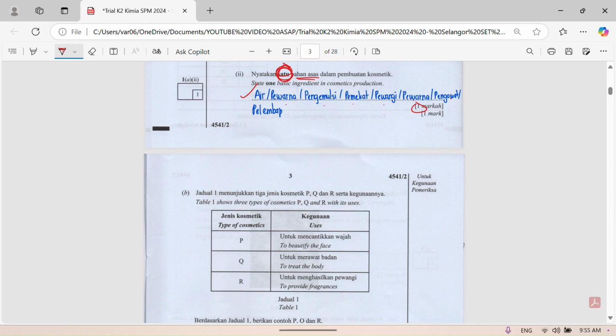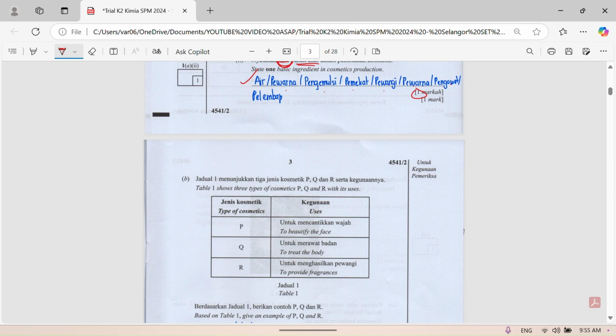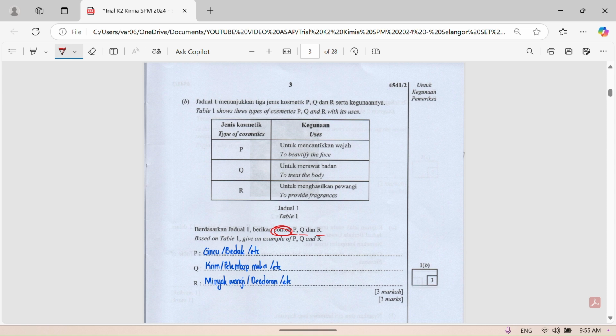Next. Jadual 1 menunjukkan 3 jenis kosmetik, P, Q dan R serta kegunaannya. So, P untuk mencantikkan wajah, Q untuk merawat badan, R untuk menghasilkan pewangi. Berdasarkan jadual 1, berikan contoh P, Q dan R. You can give anything. Let's say menghasilkan pewangi: perfume, deodorant, anything that provides a nice scent, nice fragrance. Next, merawat badan: cream, pelembap muka, your moisturizer, anything that can treat your body.